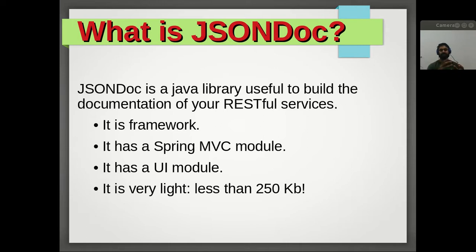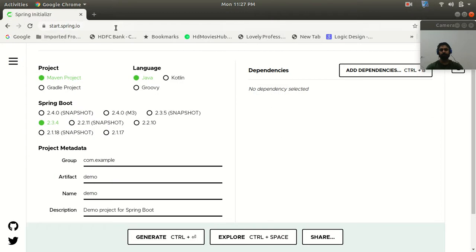So today in this lecture we are going to discuss JSON doc. For that I am going to create a Spring Boot application, and I will use Spring Initializr. So directly let's jump into my Chrome, and here you can see that in my browser I have opened the Spring Initializr website, and from here I am going to create a Spring Boot application. This is my Maven project, I'm using Java as the language, and Spring Boot 2.3.4.